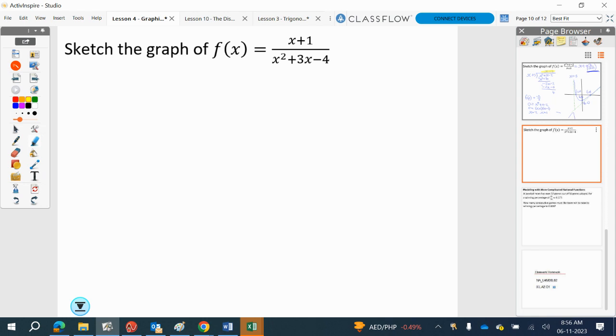Okay, let's find the y intercept and the x intercept. X intercept is negative one. X is negative one.